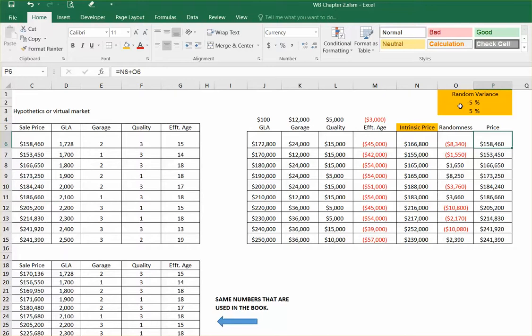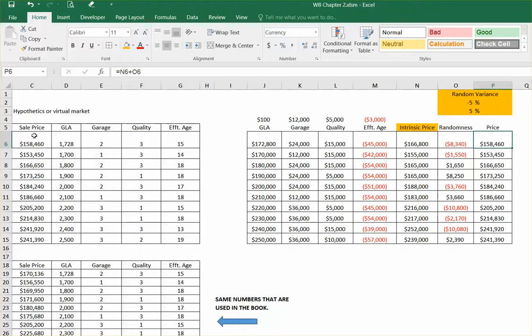Now, what we've done in this, you can see we've used the random variance from a -5 to a +5. And you've seen that before. It's not just a -5 or a +5. It's any whole percentage between that. It could be 0%, 1%, -3%, anywhere between. And randomly, this is thrown in, just like in a real market. There's no reason for it. It's just totally random. And then when I take the intrinsic price plus the randomness, I get the price.